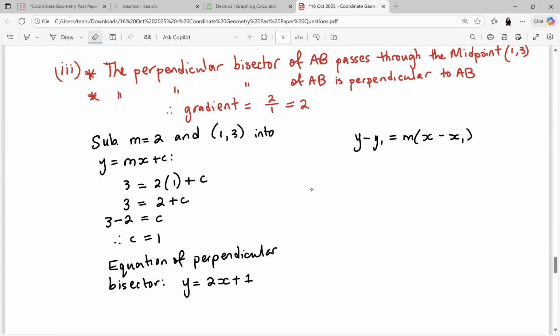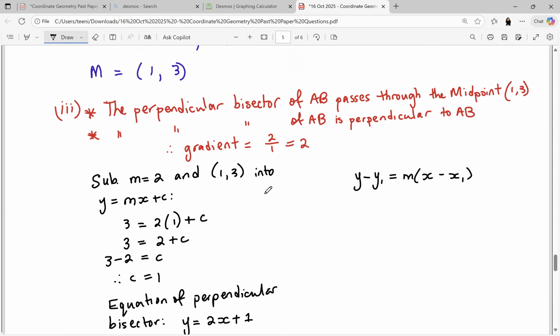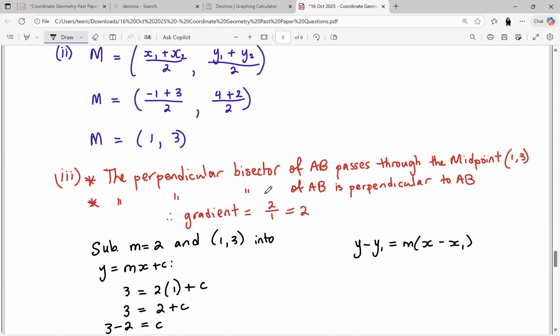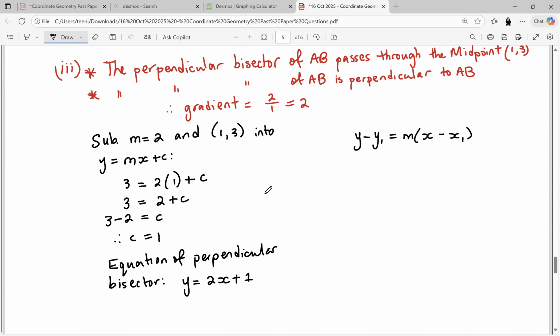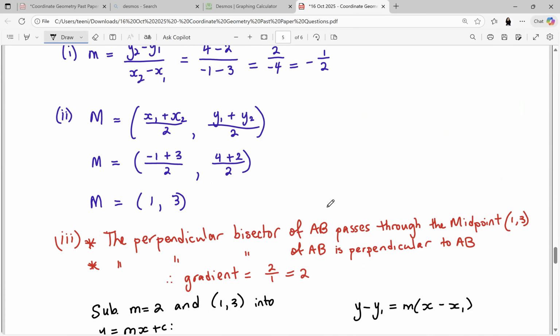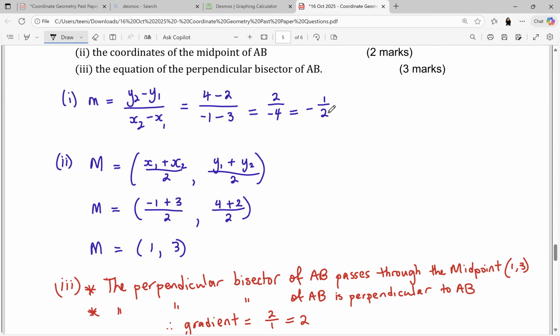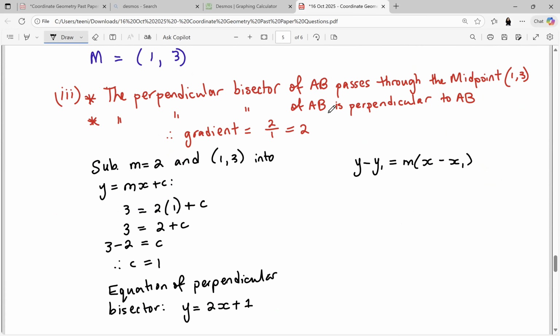All right. Miss, I did get negative 1.5. I didn't do the flip thing. Oh, okay. So you'll have to do that, right? Yes, miss. You'll have to flip it because whatever you get as the gradient, a line perpendicular to it would be the negative reciprocal of it. So you change the sign and flip it.